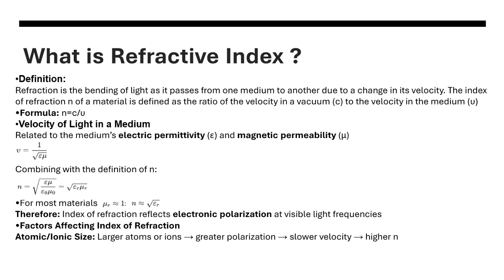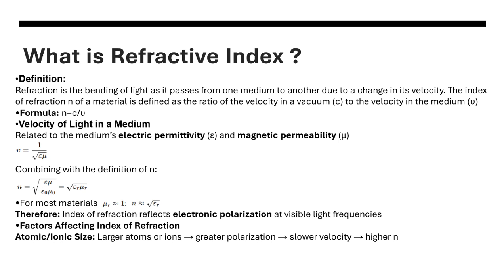Now, what controls the speed of light in a material? It is determined by two properties, the material's electric permittivity and magnetic permeability. In most materials, however, the magnetic effect is minimal. That simplifies our equation to the index of refraction is approximately equal to the square root of the relative electric permittivity. This shows that the index of refraction is directly linked to the dielectric constant, which reflects how easy it is for a material to become polarized by an electric field.